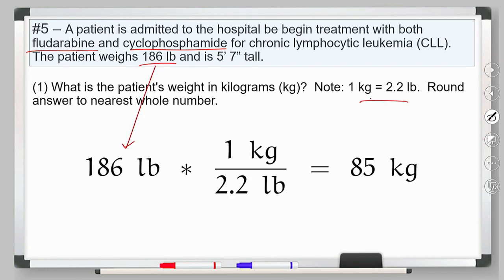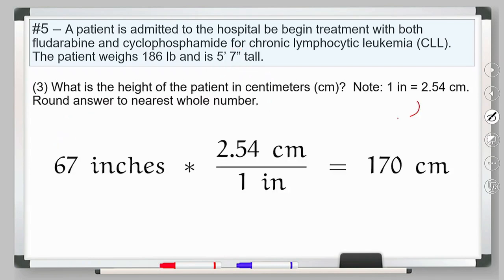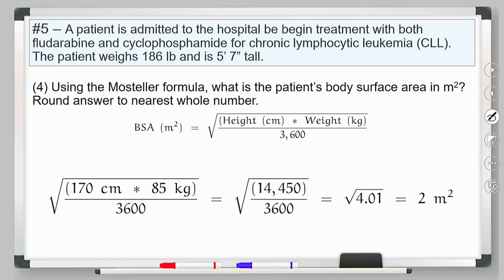186 pounds, basically divided by 2.2 to convert their weight to kilograms. Same process. Everyone okay? Now let's convert their height to centimeters. 5 feet gets converted to 60 inches, add the 7 inches to it, gives me 67 inches in height. Let's convert that to centimeters by taking that conversion and multiplying by 2.54. Now I have both their weight in kilograms and their height in centimeters. So you're setting up this formula, I can set them in the right way here and solve one step at a time, making sure in the end I do my square root and rounding to the nearest whole number. Now this time, I wanted 2 meters squared.